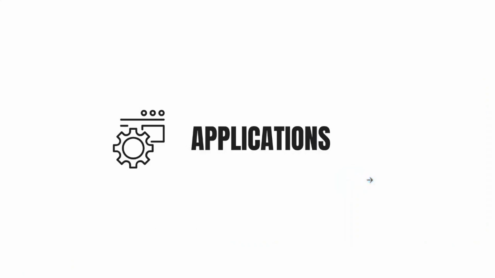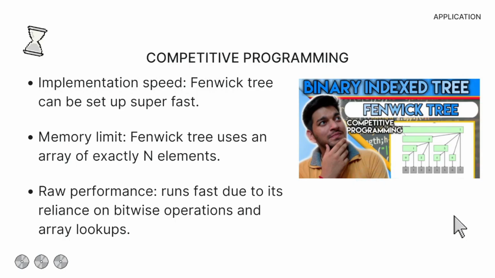The next part is the applications of Fenwick Tree. The first and most obviously seen application is competitive programming. Fenwick Tree is a very popular data structure used in competitive programming because of 3 reasons. The first is implementation speed. Competitive programmers can set up Fenwick Tree super fast. It only requires some lines of coding and some auxiliary functions such as getSum or update.